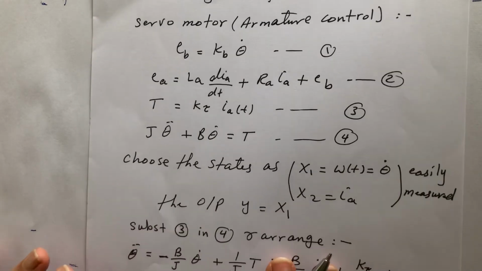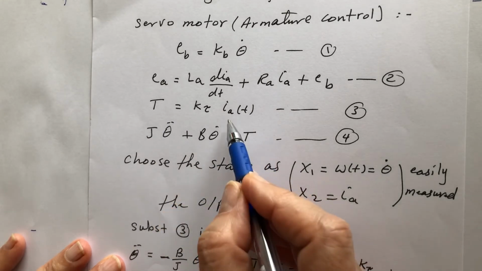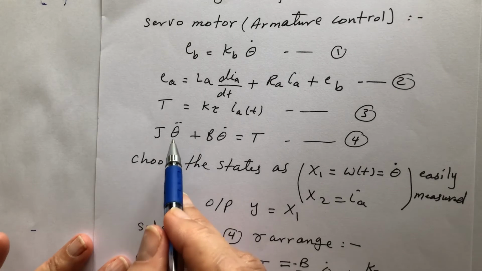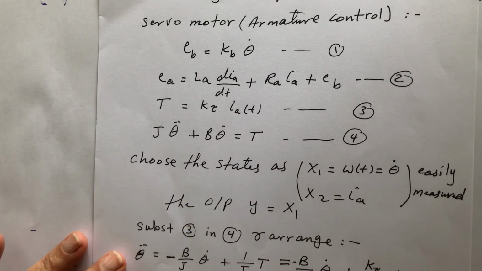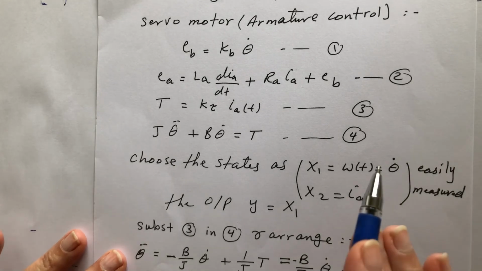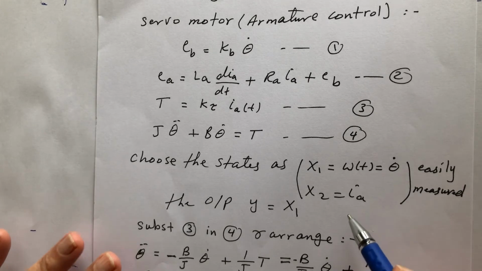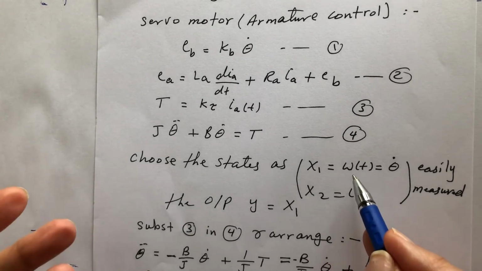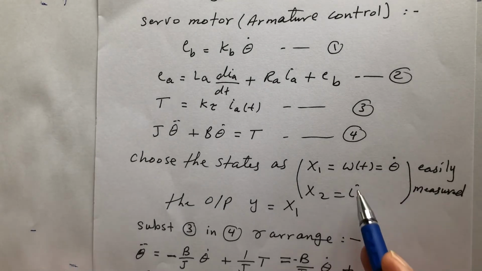Now I have the third equation: torque is equal to K tau, IA. And we have the fourth equation: J theta double dot plus B theta dot equals T. So now there are different approaches. Sometimes they take theta as x1 and theta dot as x2. Sometimes they take x1 as omega, which is theta dot, the speed, and x2 is IA. So there are different approaches.